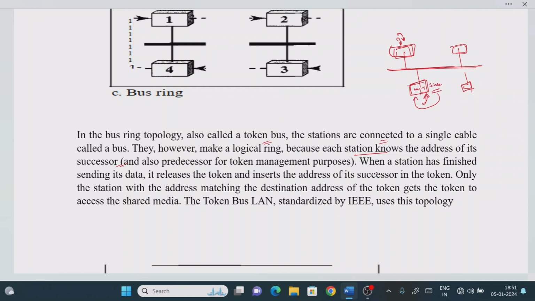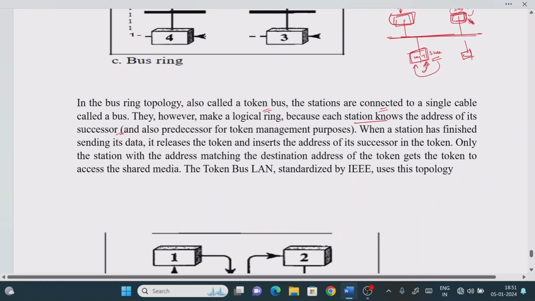Suppose, for example, this station is sending the token to this one. It is additionally adding the address also, right? If this address does not belong to a station, it has no right to take this token. That is the meaning of this, right? Only the station with the address matching the destination address of the token gets the token. Once it gets the token, it can access the shared media. That is the bus ring operation.